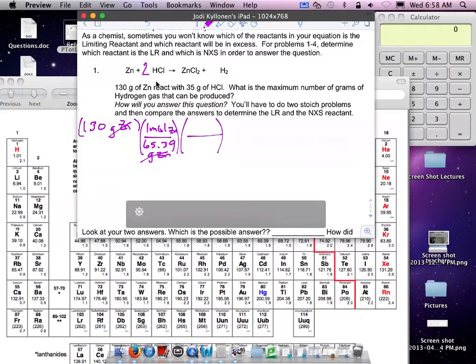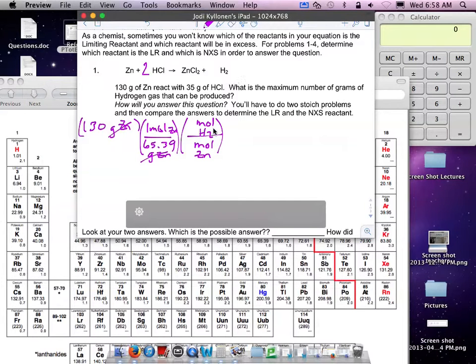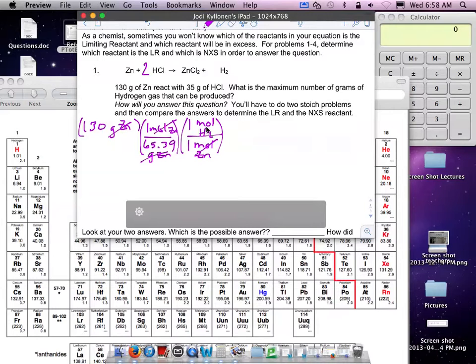Remember, the mole switchover step comes from your balanced equation, looking at these coefficients. I know that moles of zinc needs to cancel, so I need it in the opposite spot. The problem is asking about hydrogen, so that's how I know what chemical to switch over to, zinc to hydrogen. But I can only do that when I'm in moles to moles. I look at the balanced equation. It is a 1-to-1 ratio, so I can fill in these blanks by just putting 1s here. I know it doesn't change the math, but I needed to do it so that I can get from moles of zinc to moles of hydrogen.